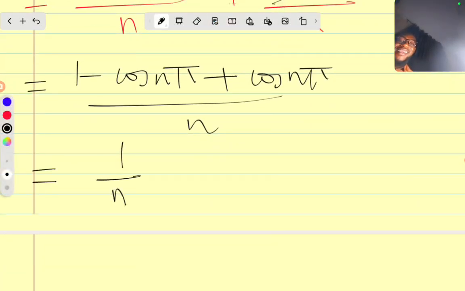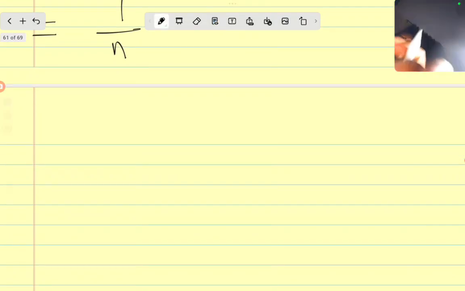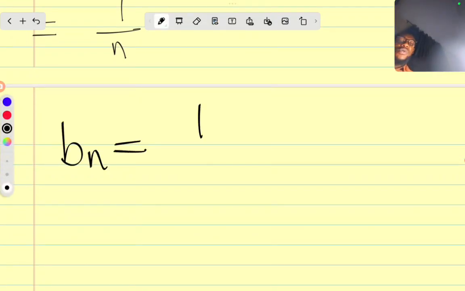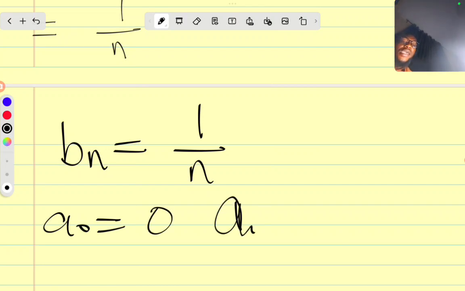1 over n. So therefore, the value of our bn is now equal to 1 over n. This is the value of our bn. Now, if you go back to our Fourier series, and before you go back, you should recall that your a naught for this given function is 0, and your an is also 0.